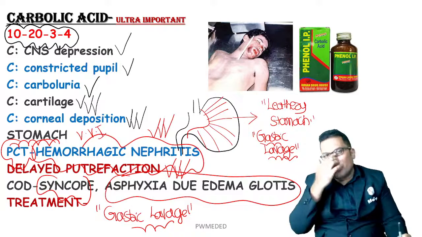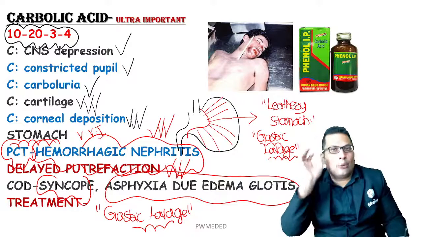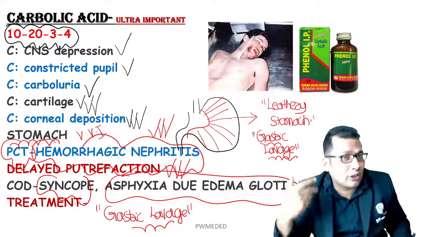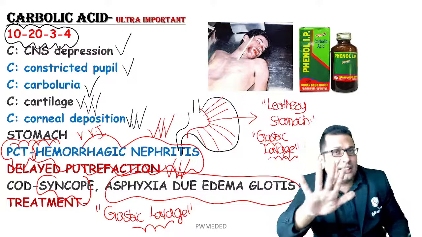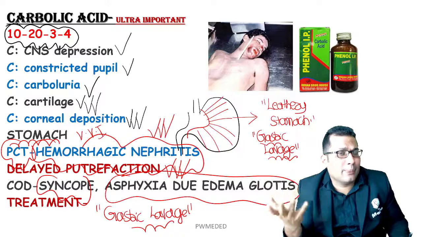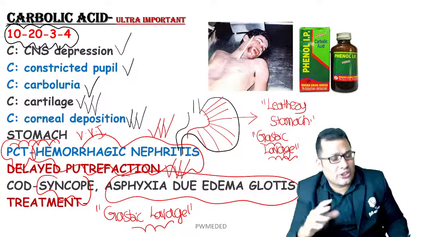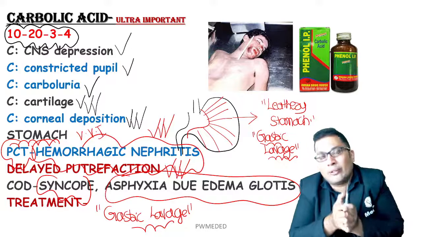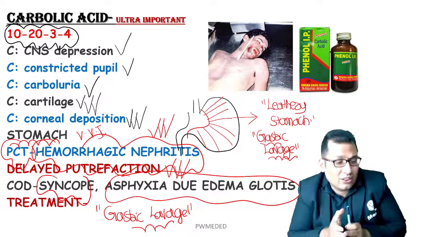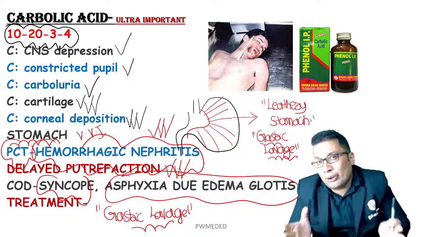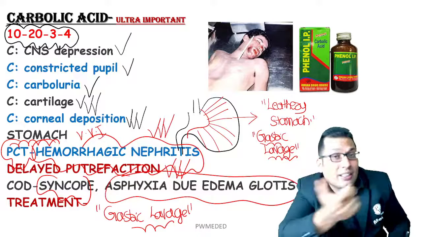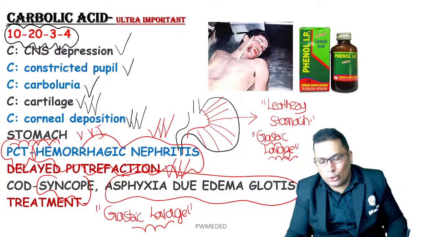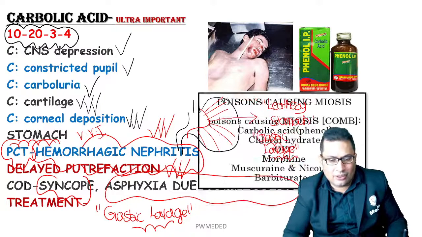Let me summarize the MCQs in carbolic acid. Fatal dose 10 to 20 ml. Fatal period 3 to 4 hours. Symptoms: 5 C's, ochronosis, corneal deposition, cartilage deposition, carboluria, constriction. Leathery stomach. PCT, the proximal convoluted tubule, shows nephritis. There can be delayed putrefaction. Gastric lavage can be done in case of carbolic acid. All these are important questions that can be asked in your exam.